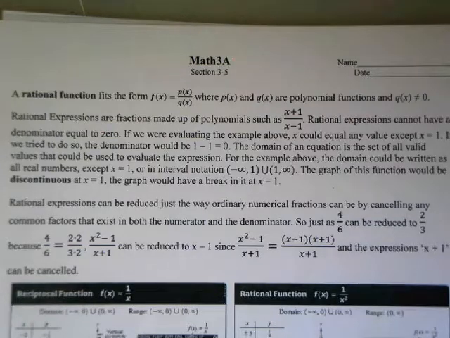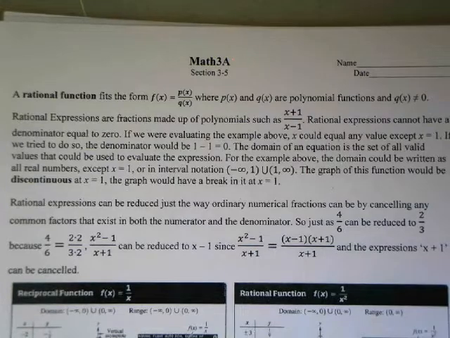Rational expressions can be reduced just the way ordinary numerical fractions can be by canceling any common factors, such as 4/6 being reduced down to 2/3. Likewise, if I had x squared minus 1 over x plus 1, x squared minus 1, a difference of two squares, could be factored into x minus 1, x plus 1. The x plus 1s could then be canceled. However, I'm still not allowed to have any value of x that would make the denominator 0. So that is a limitation.